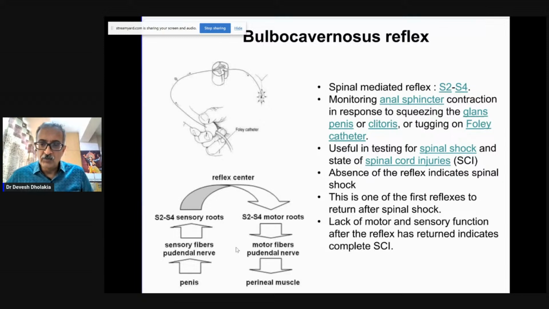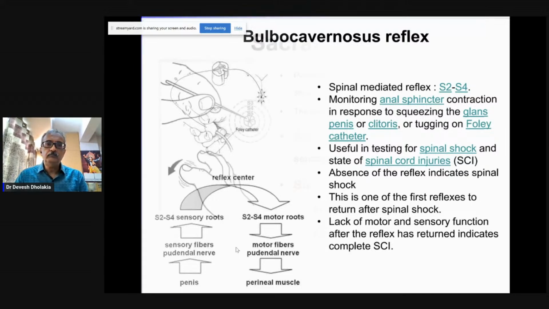If it is present, the patient is out of spinal shock, and this is the time to look for whether it is a complete injury or an incomplete injury. It is one of the first reflexes to return after the completion of spinal shock. If there is no motor or sensory function after this reflex has returned, it indicates a complete spinal cord injury.